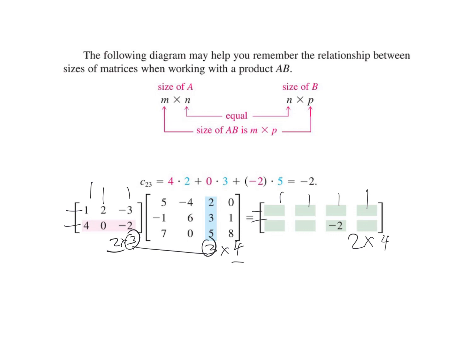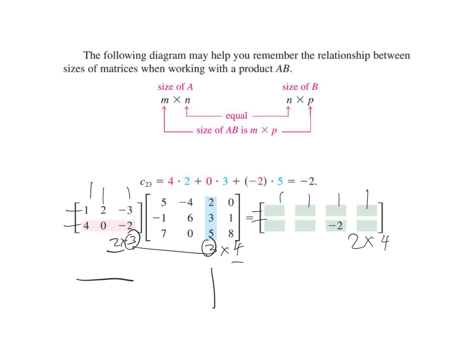Let's show what's happening here. So you take a row times a column. And notice you have the pink one here and the blue one there. And you do the first entry times the first entry. That's the 4 times the 2. Second entry times the second entry. And the third entry times the third entry. So that's what you have up here. And then you add each of those multiplications together.